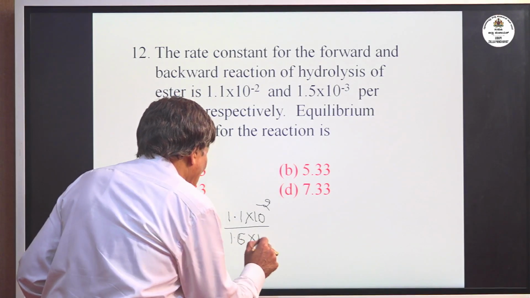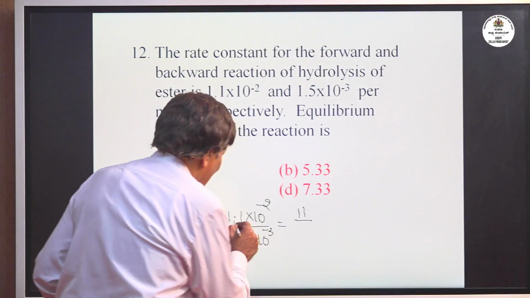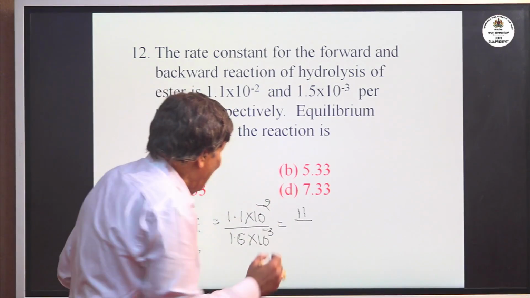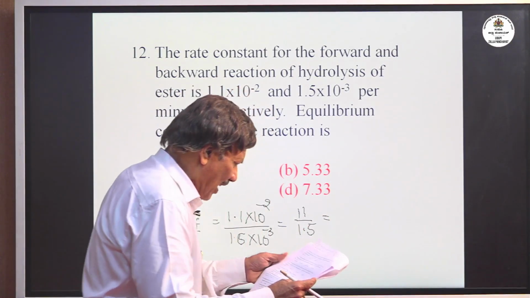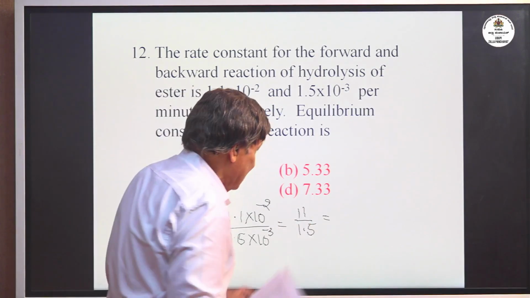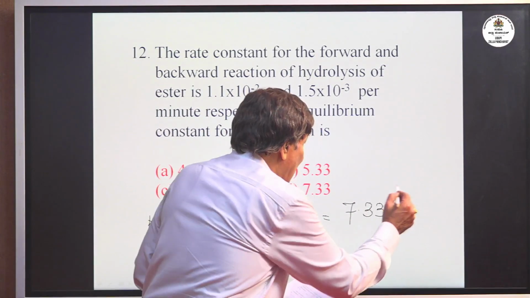1.5 into 10 to the power minus 3, or it will be 11 by 10 to the power minus 3 when it went to the numerator plus 3. So 11 by 1.5 is 7.33. Option D is the right answer.